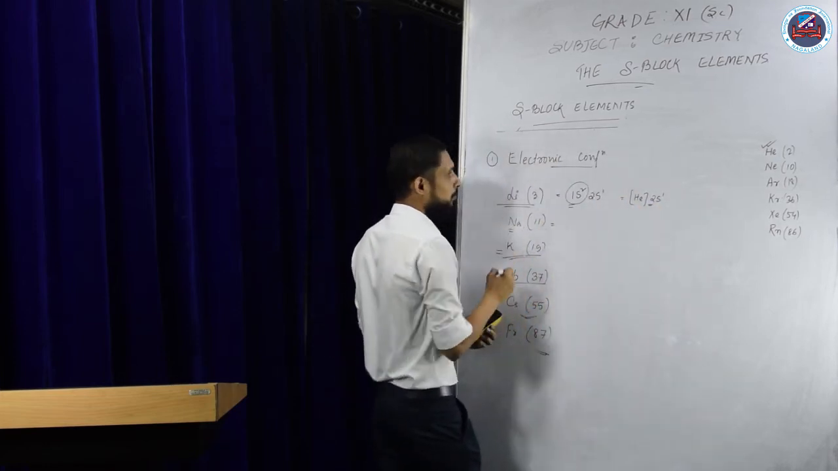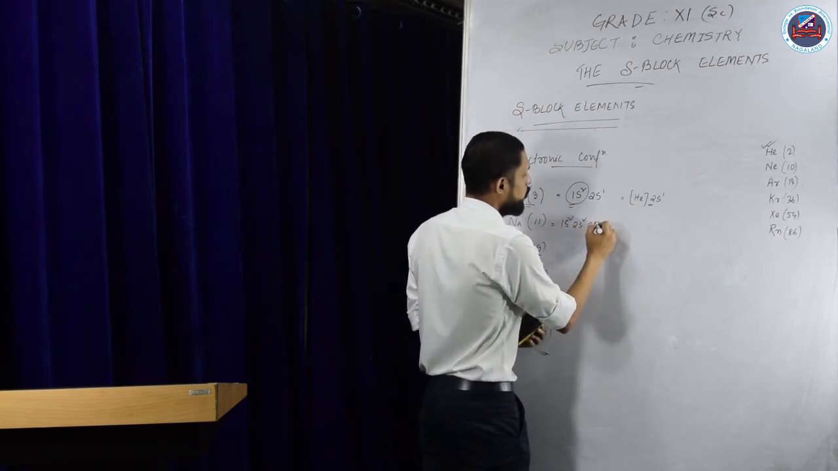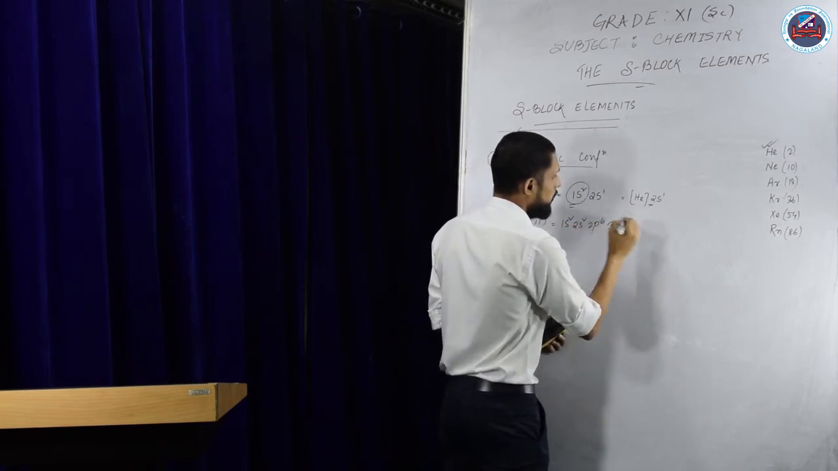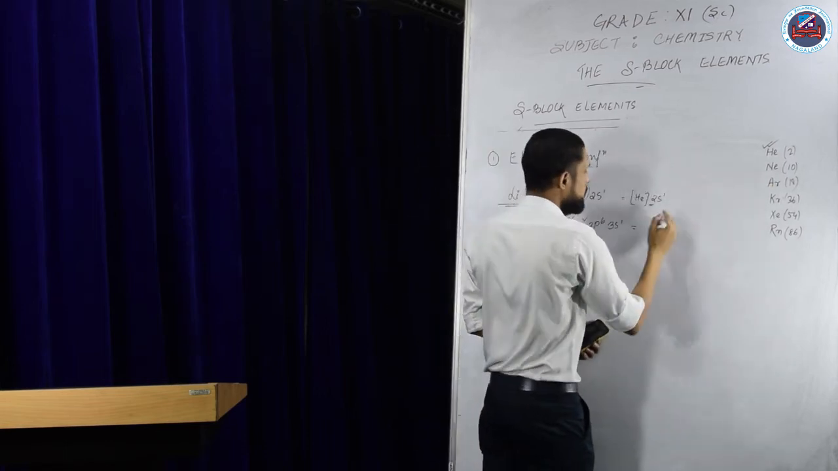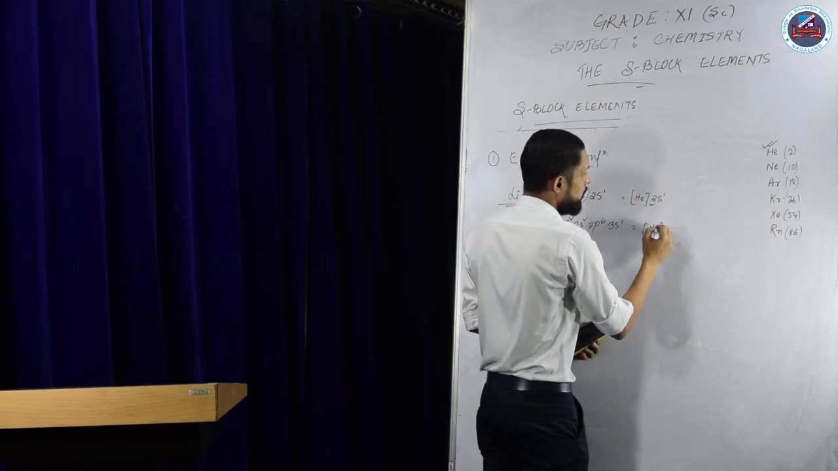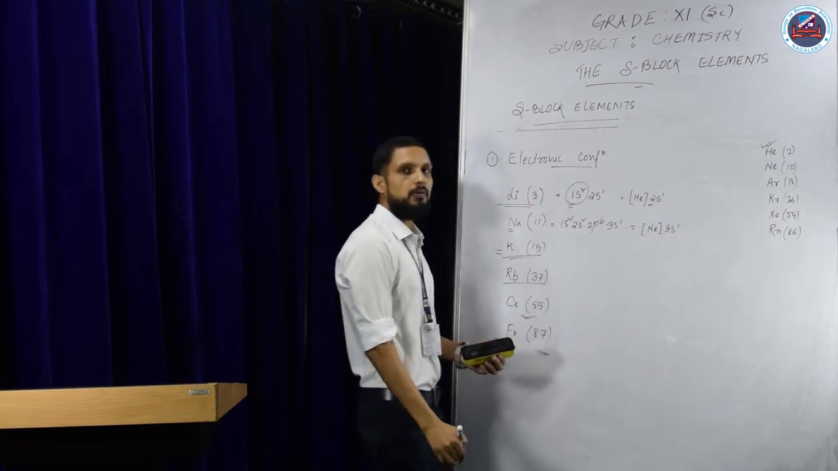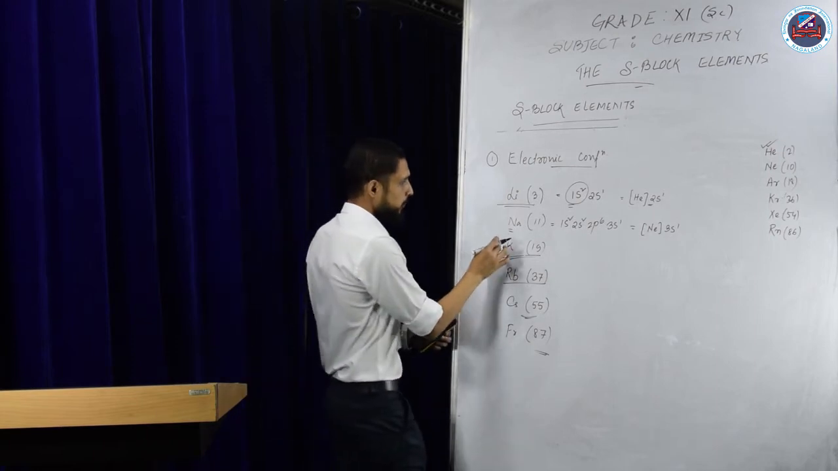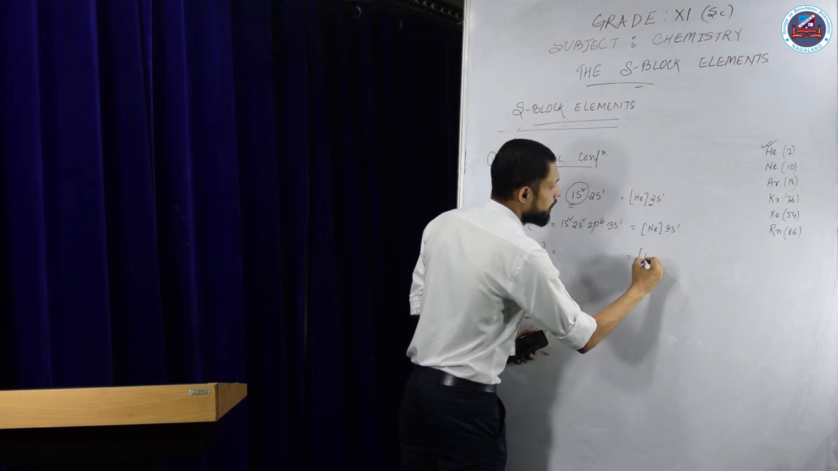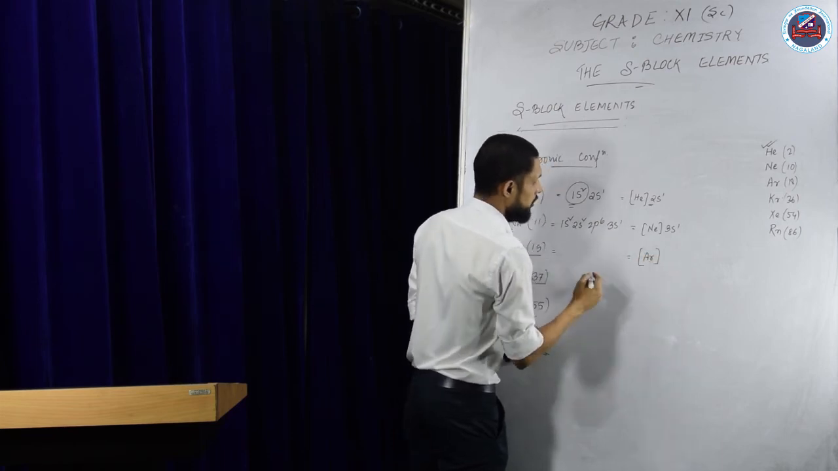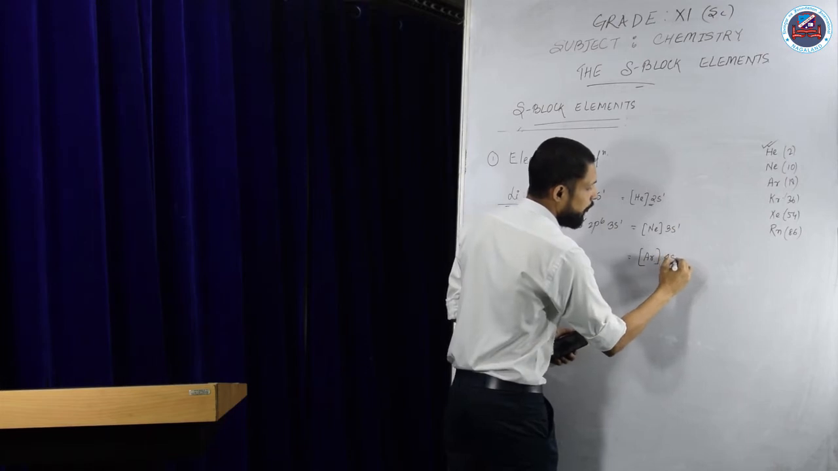Next, sodium is 1s2, 2s2, 2p6, 3s1. Using inert gas, for sodium we'll use neon. So it's neon, and 2s1 becomes 3s1. That means it's in the third period. Potassium, using inert gas, we can write argon, 18, and 3s1 will become 4s1.